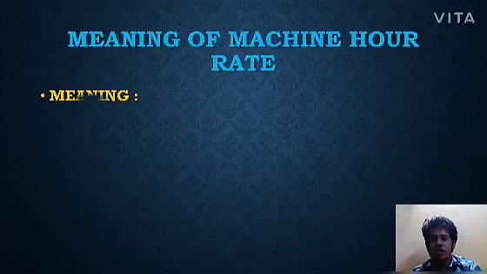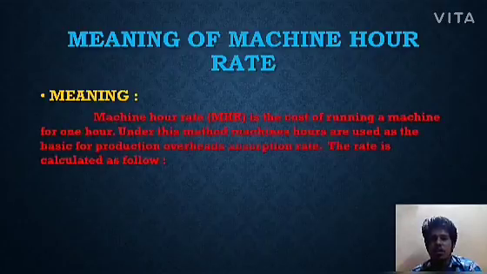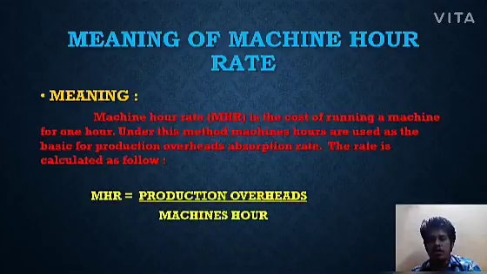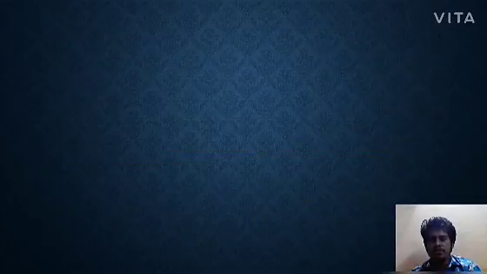Meaning of machine hour rate is the cost of running a machine for an hour. Under this, machine hours are used as a basis for production overhead absorption. The rate is calculated as follows. Machine hour rate, that is MHR, is equal to production overhead divided by machine hours.